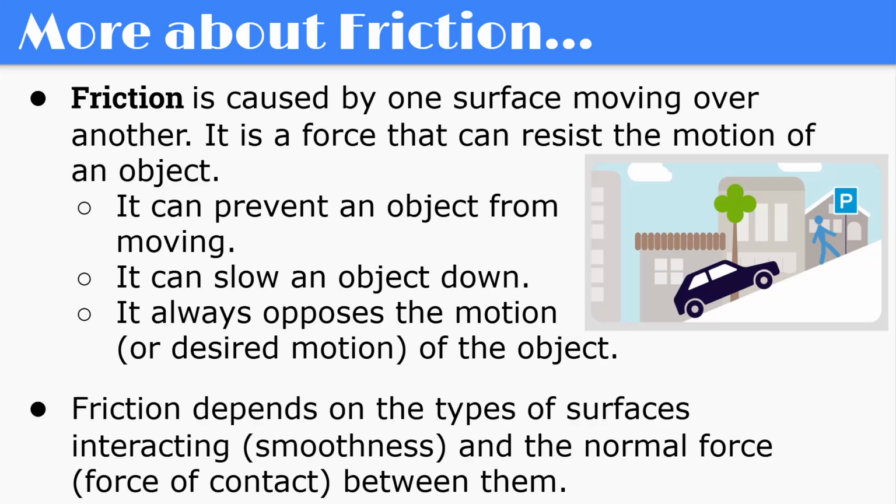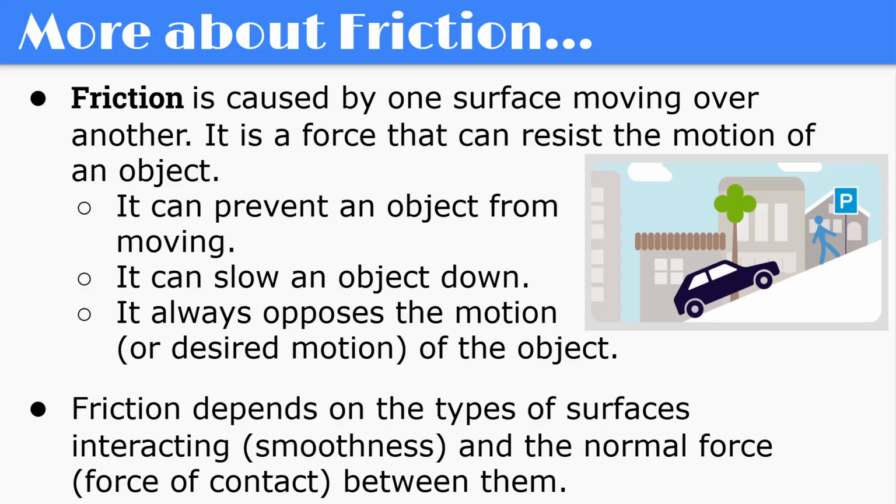I know it doesn't ice much here, but if it did, I wouldn't want to park on a hill, because your car might not stay there if there's not enough friction between your tires and the road. Friction can also slow a moving object down. So it can keep you from moving, but it can also slow you down when you're moving. It always opposes the motion or desired motion of the object.